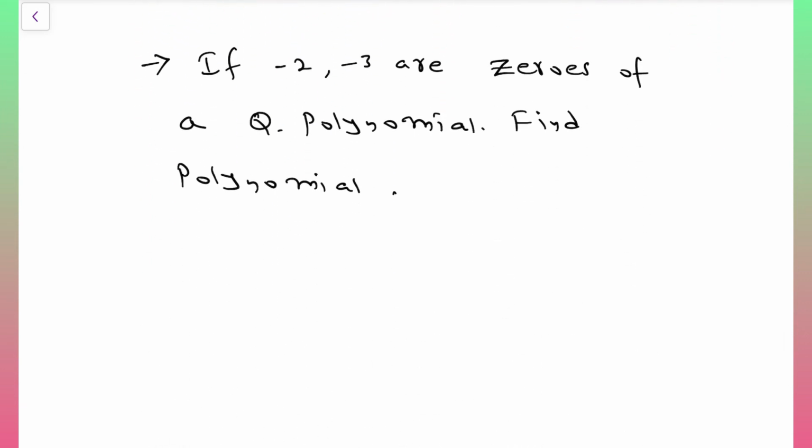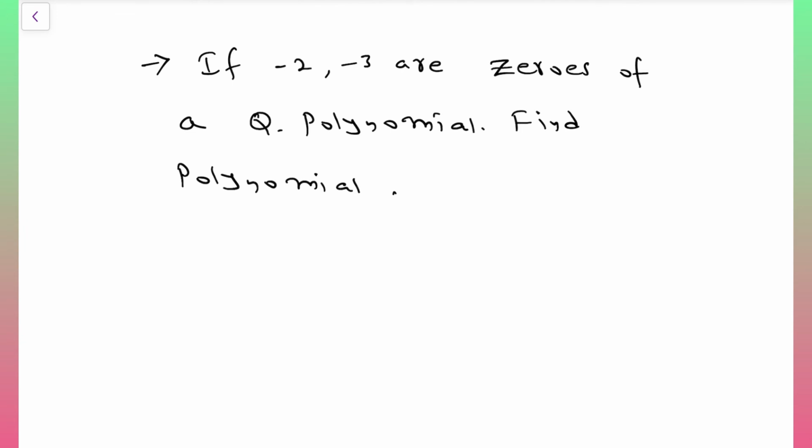Okay, till the previous question, we had a quadratic polynomial, and by that quadratic polynomial we found the zeros of that polynomial. In this case, the zeros are already given. By using those zeros, we need to find the polynomial. So, look at the question. If minus 2 comma minus 3 are zeros of a quadratic polynomial, then find that polynomial.